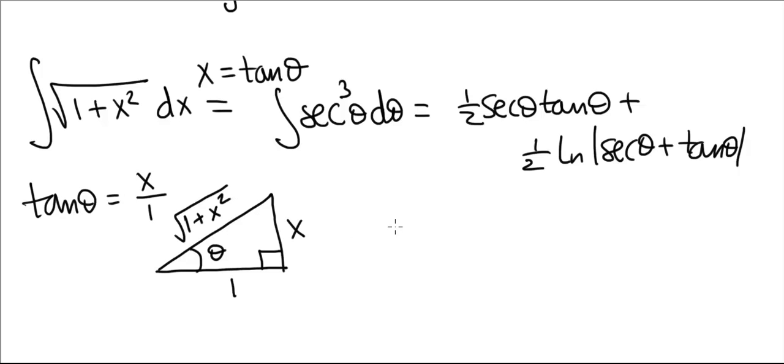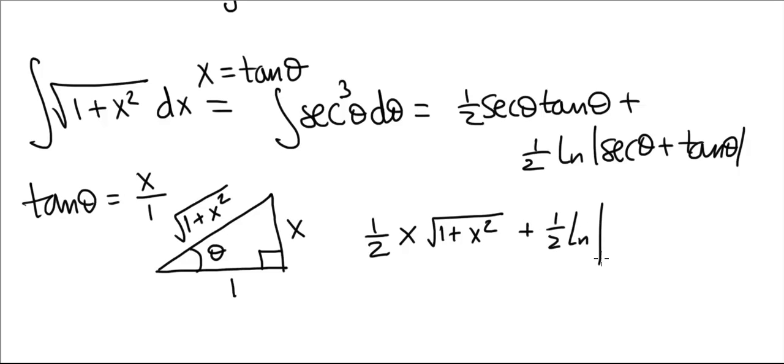So here's our final answer using variable x. Secant theta is hypotenuse divided by adjacent. So we have 1/2 times tangent theta, tangent theta is x, and then times secant theta, which is the square root of 1 plus x squared over 1. So we can write it as 1/2 x times the square root of 1 plus x squared, plus 1/2 natural log of the absolute value of secant theta, that's the square root of 1 plus x squared, plus tangent theta, that's x, and then we add C at the end. So this is the antiderivative of the square root of 1 plus x squared.